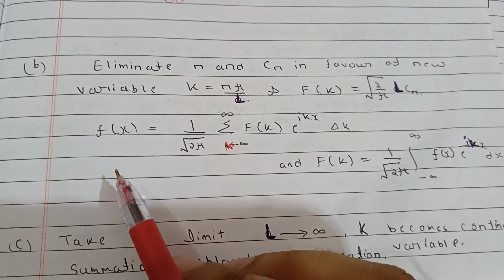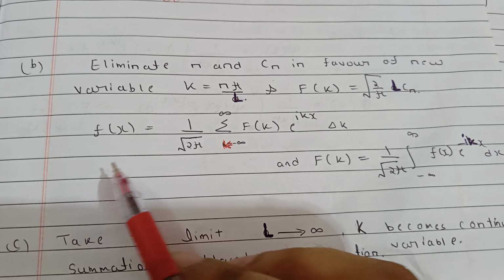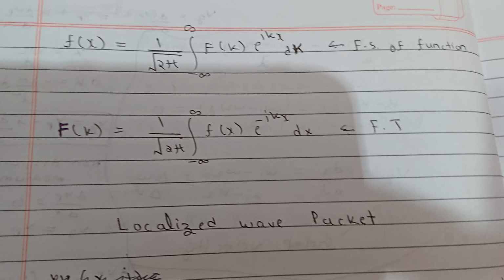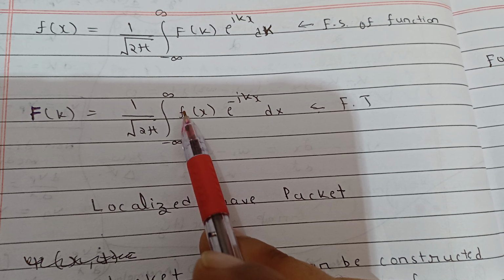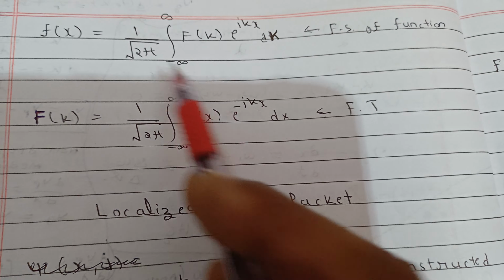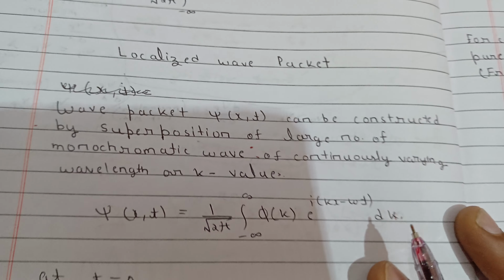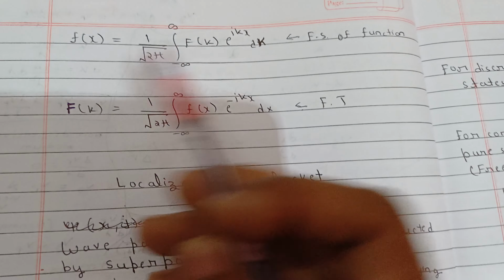So what will be your wave function now when this is continuous? Then this will be your wave function: f(x) = 1 upon root 2 pi integral f(k) exponential i k x dk, and this is nothing but the Fourier series of a function, and f(k) is nothing but this. So just the summation is replaced by integration, and this will give you your wave function. For continuous k, these will be your values, and let's see this wave function.